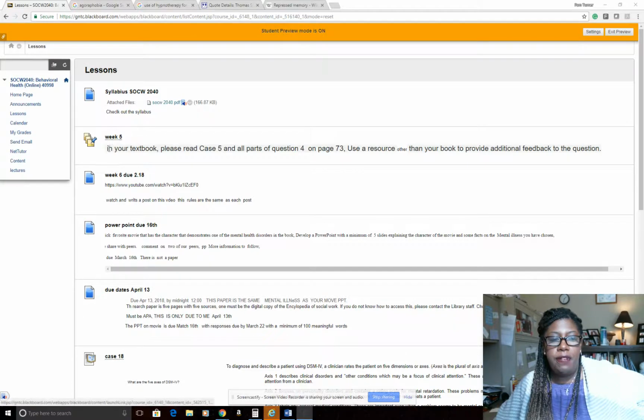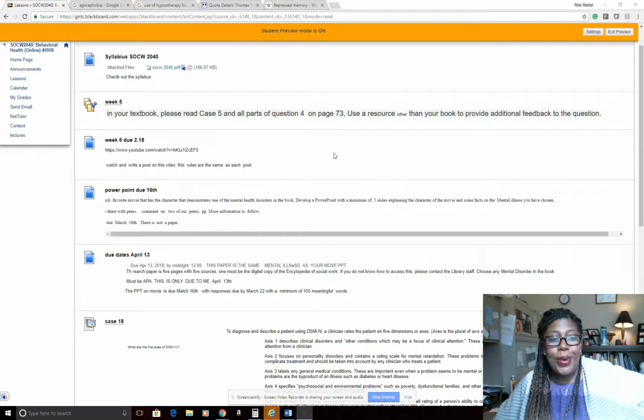Like I said, next week, week 5, in your textbook, read case 5, answer all parts of the questions on page 73, and you probably need a resource other than your textbook. That may mean doing some looking on the internet. Wikipedia is not, I repeat, not a very good source. We'll talk about other sources in future classes, but just know that Wikipedia is not reliable. As I said, week 6, you have Do Tube 18. That's a video on obsessive compulsive disorder.